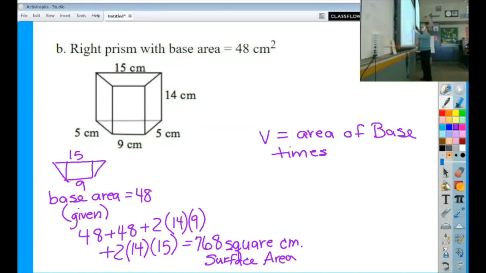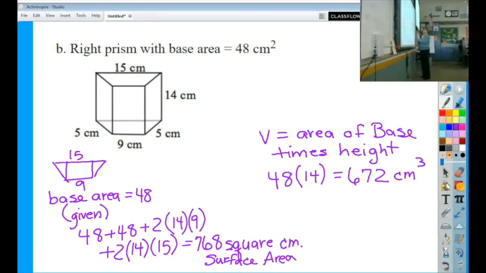Now for the volume, we're going to do the area of the base, which is a trapezoid, and it's given, times the height, and it's that simple. So the area of the base was 48 times the height, which is 14, and that gives you a total of 672 centimeters cubed, and that's our volume.